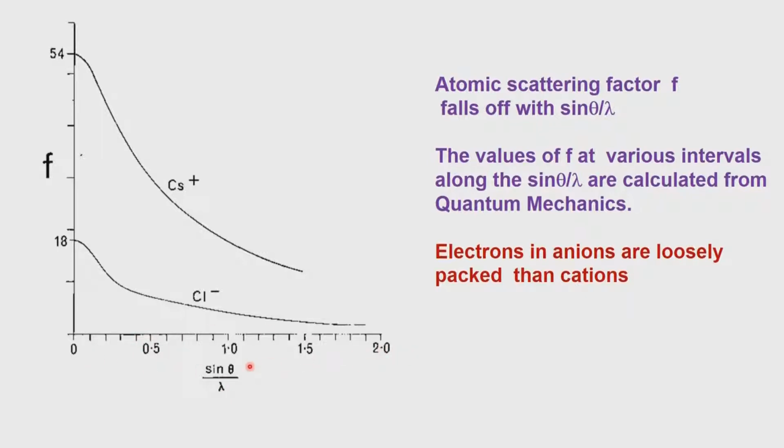So, the values of f versus sin theta by lambda at intervals of whatever range we would like to have can be calculated from quantum mechanics, and that is not the job of this particular course. We will take those values to be already available. So, f varies with respect to sin theta by lambda. At sufficiently large angles, as we see, the intensities fall, not because the atoms are not there, but because the intensity associated with the scattering is falling. They become poorer and poorer scatterers as we go higher and higher in the scattering angle, and this is a very serious issue as far as X-ray diffraction is concerned.